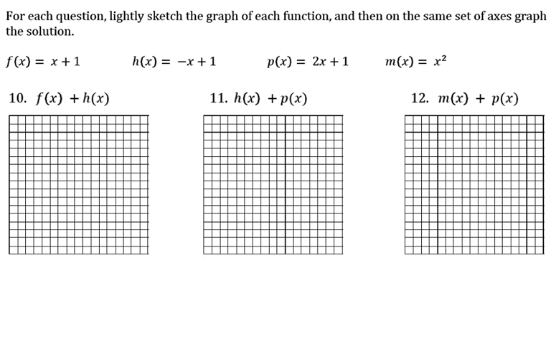Okay, now we're going to take a look at them graphically. A lot of different ways that you could do this. One way would be to do what we just did and combine the functions and then graph it. Okay, so f of x plus h of x. F of x is x plus 1, so it's slope-intercept form. So y-intercept of 1, slope of 1 over 1. So it would look something like this.